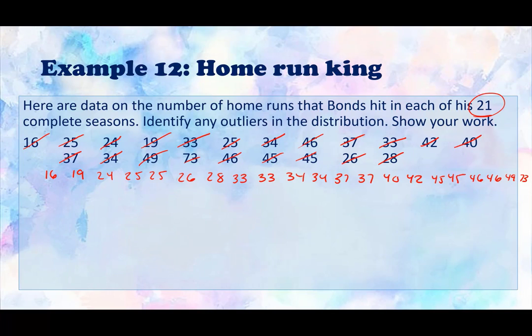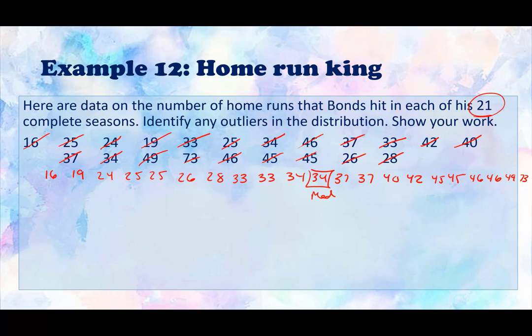Because there's 21 items, we are looking for a number in the very middle of all these numbers, and that's going to be the 11th number. That means there'd be 10 on one side, 10 on the other. So I'm going to find the 11th number. 1, 2, 3, 4, 5, 6, 7, 8, 9, 10, 11. It looks like this 34 here is our median.